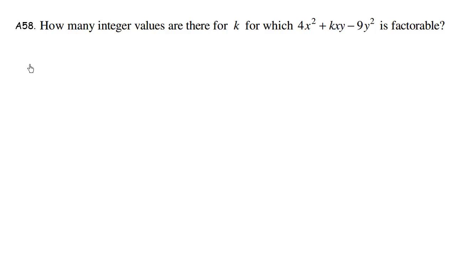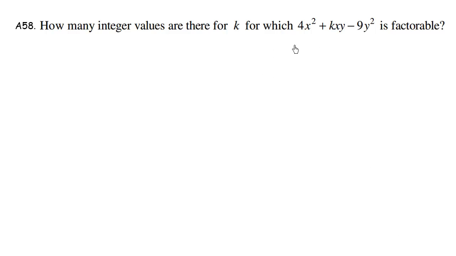Let's try question number A58. How many integer values are there for k for which 4x squared plus kxy minus 9y squared is factorable? So this is similar to a factoring question.